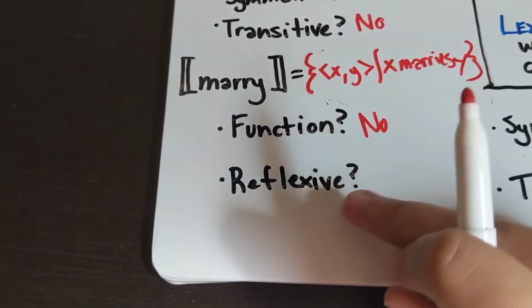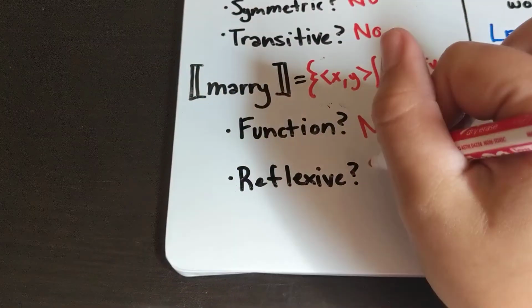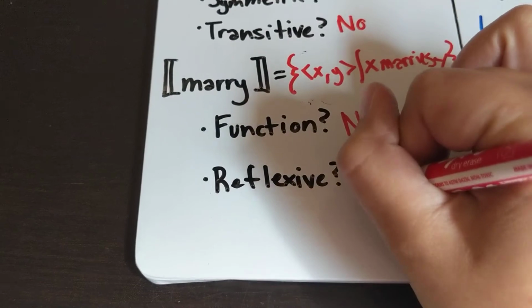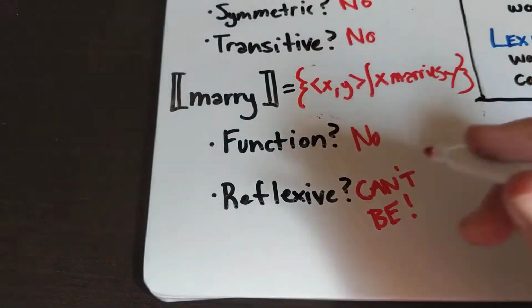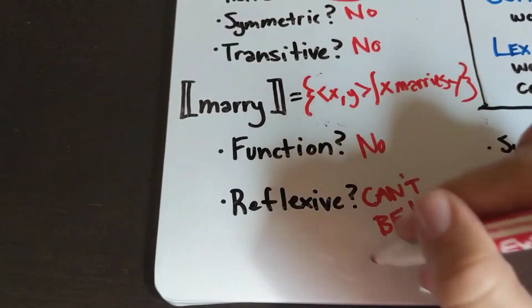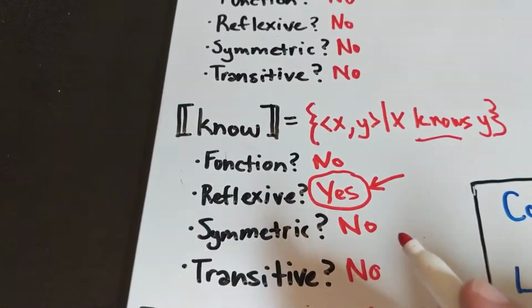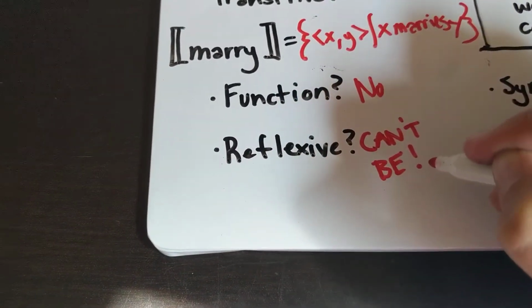Is it reflexive? Do you marry yourself? It is actually impossible to marry yourself. So this is something that we haven't seen before, that it's impossible to marry yourself. You can like yourself, you can know yourself, you can't marry yourself.